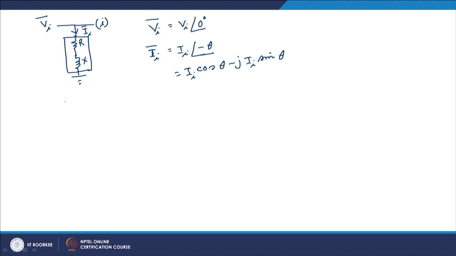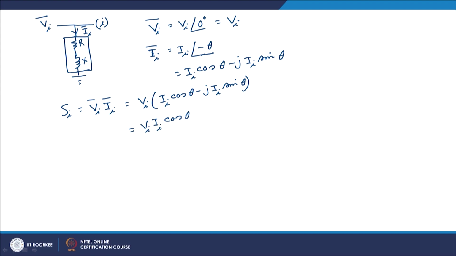Now, if we compute the power Si drawn by the load, and if I do Vi into Ii, what will we get? Vi angle 0 is nothing but Vi. So, it is Vi into Ii cos theta minus j Ii sin theta. Remember, here this j is nothing but the complex operator. So, it is Vi into Ii cos theta minus j Vi into Ii sin theta.